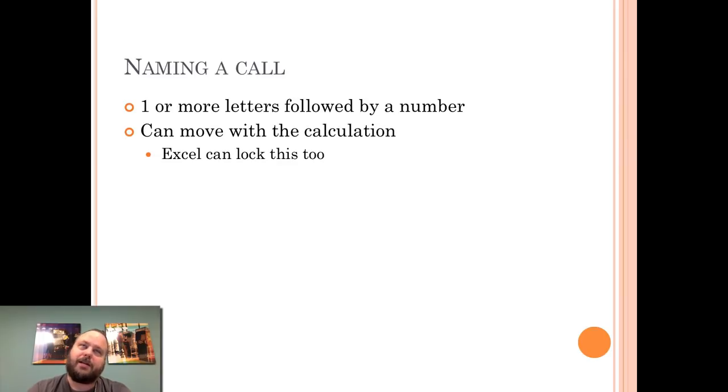All right, so we kind of talked about it earlier. Naming a cell. All right, so that's pretty easy. If we want to name a cell, it's usually one or more letters followed by one or more numbers. So the columns are labeled with letters, and the rows are labeled with numbers. So let's go ahead and look back at that again.